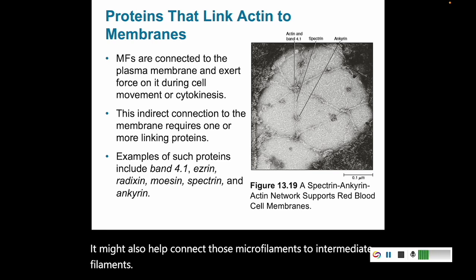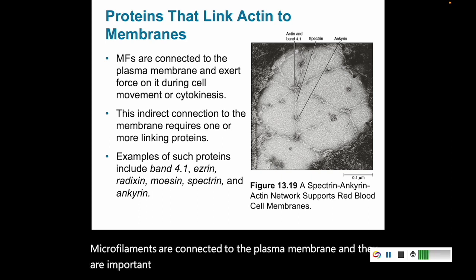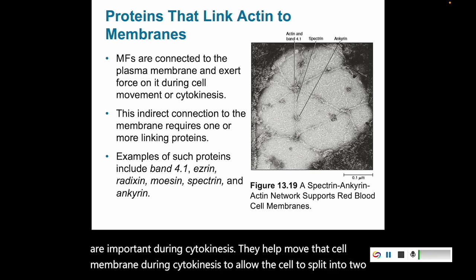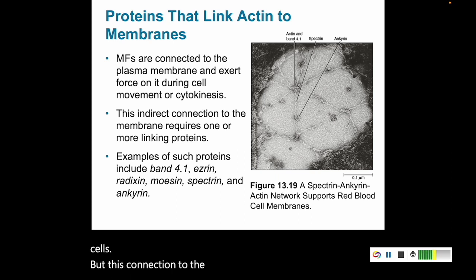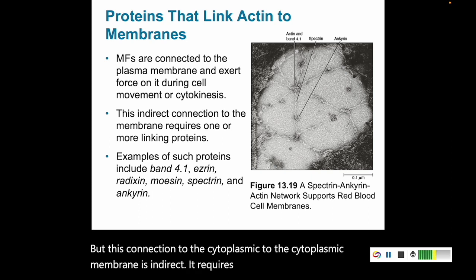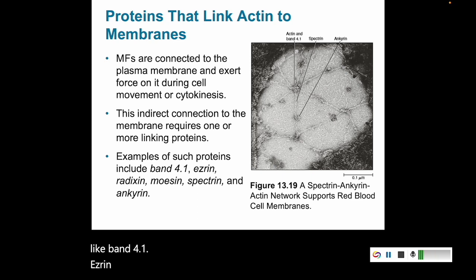Microfilaments are connected to the plasma membrane, and they're important during cytokinesis. They help move that cell membrane during cytokinesis to allow the cell to split into two cells. But this connection to the cytoplasmic membrane is indirect. It requires some linking proteins like band 4.1, ezrin, radixin, myosin, spectrin, and ankyrin.